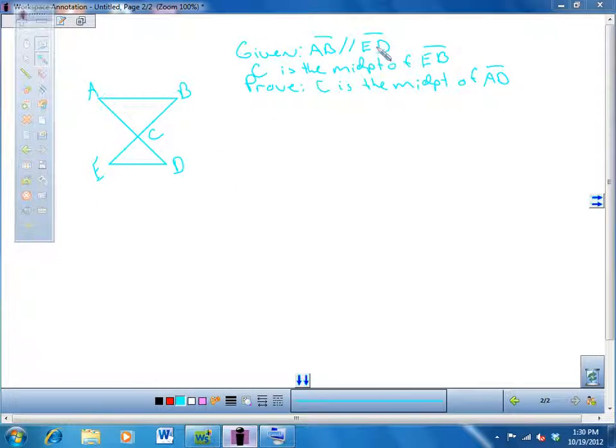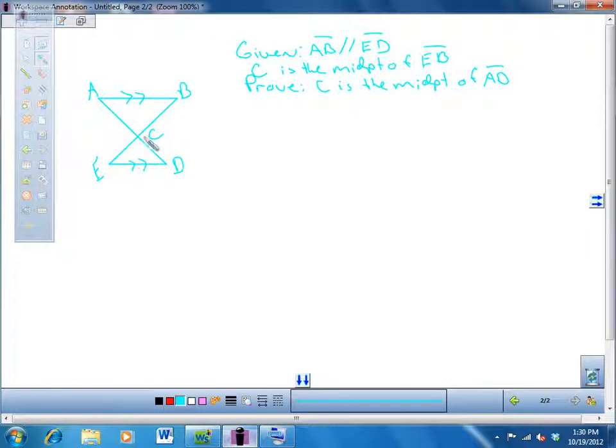So given AB is parallel to ED, C is the midpoint of ED, okay? You want to prove that C is the midpoint of AD, okay? So what I would do again, this means parallel. So I would first mark up what we know. AB is parallel to ED. So I'm going to mark this up with these little arrow things. Okay? I also know that C is the midpoint of ED.